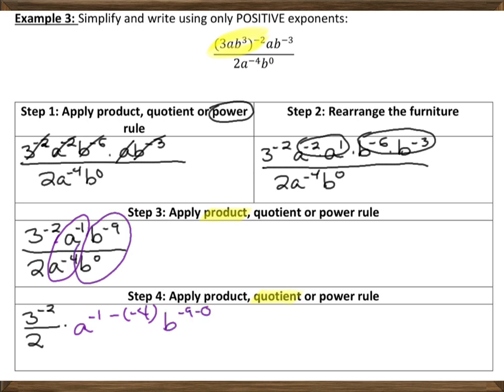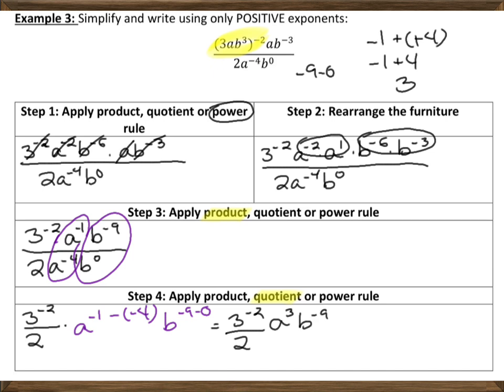All right. So let's see what we can do with this. So I have negative 1 minus negative 4. Remember, minus a negative is the same as plus a positive. So we have negative 1 plus 4. That's going to give us 3. Again, I haven't done anything with my coefficient. I'm just leaving him alone. So I have a to the third power, and then I also have negative 9 minus 0, which is just going to be negative 9.